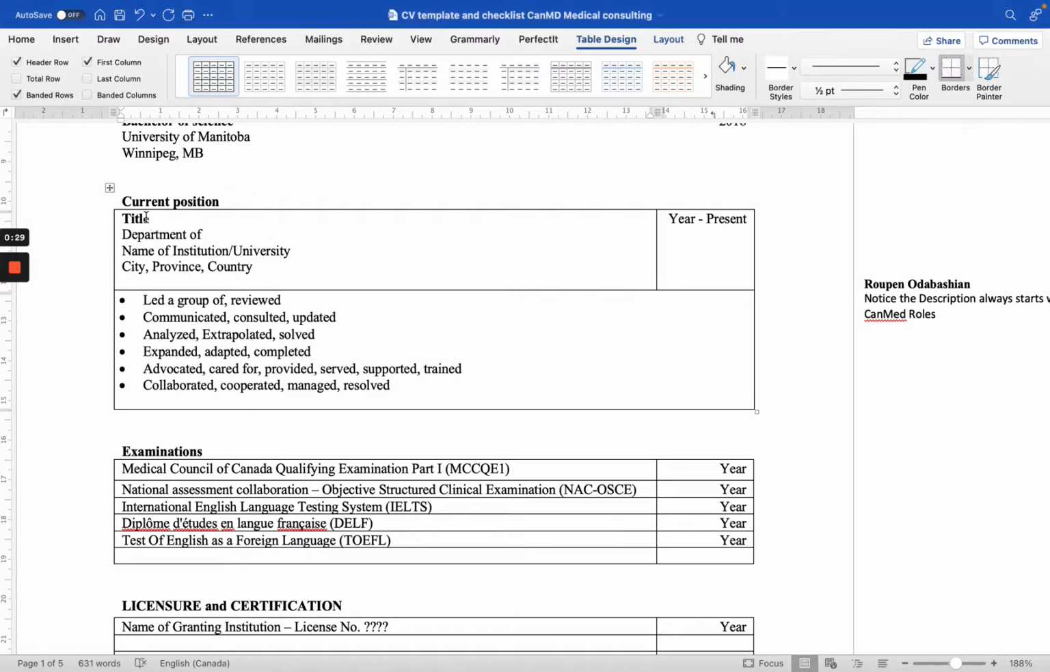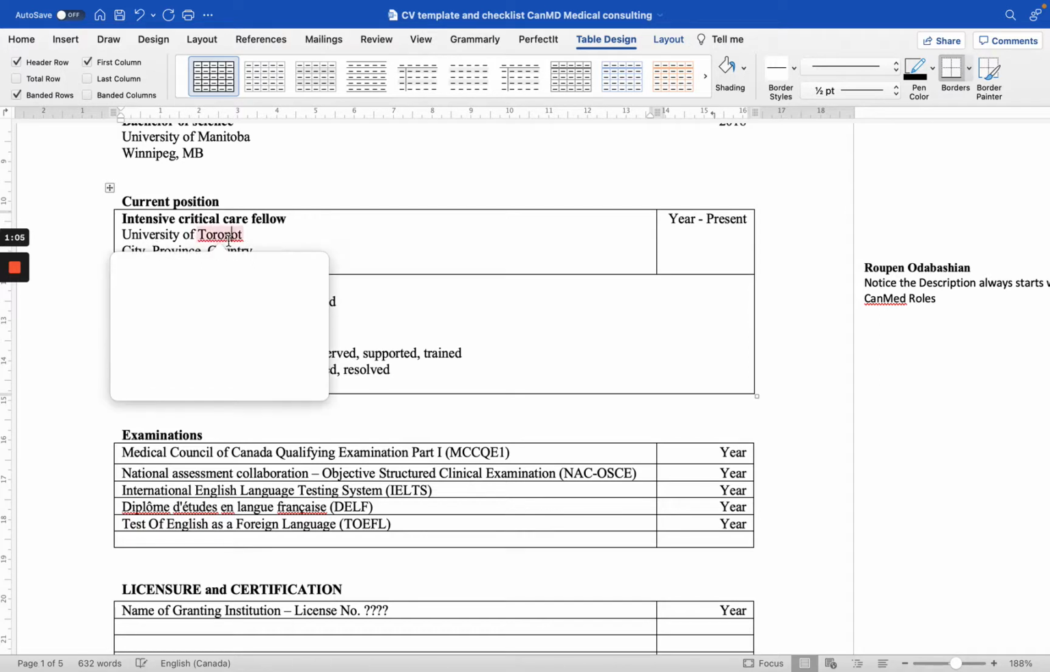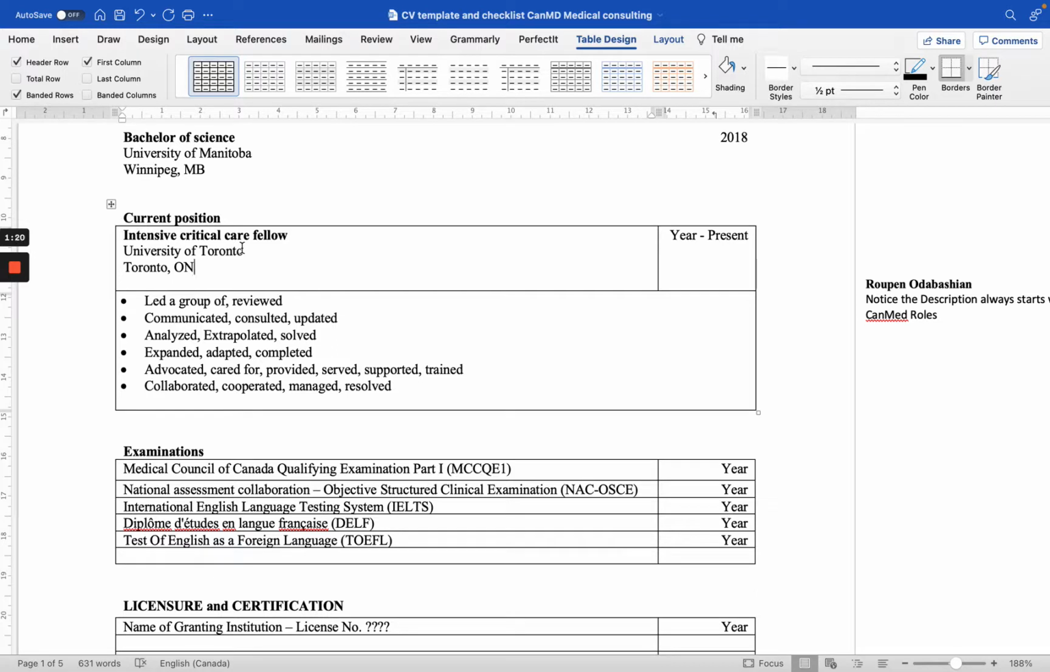So your current position, again, if you are a fellow or a general practitioner, or let's say, for example, you are an intensive critical care fellow, you can add ICU or intensive critical care fellow. Okay, department of, there is no need because we already mentioned that. The institution, let's say you are working at the University of Toronto. And then the city, so it's going to be Toronto, and then Ontario for the province. If you're going to write the full name of the province, make sure you are consistent. If you're going to write only two letters, make sure you are consistent, okay?